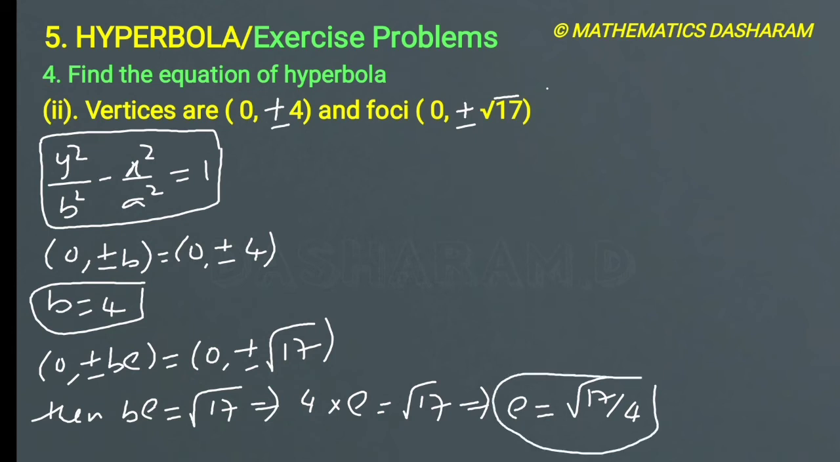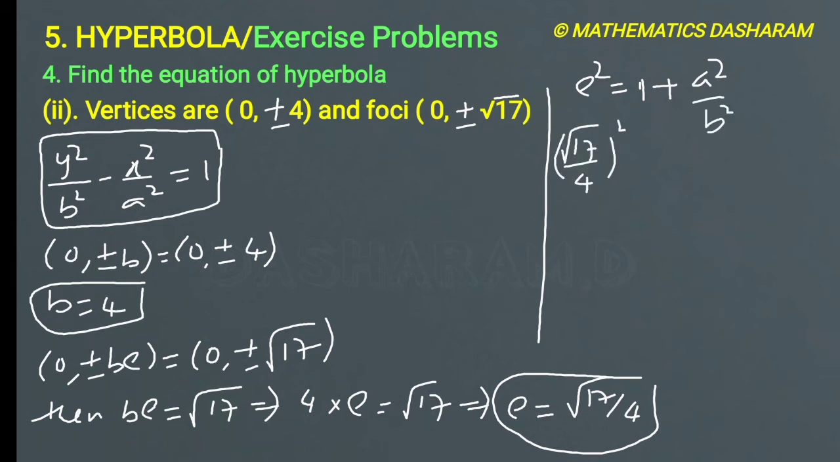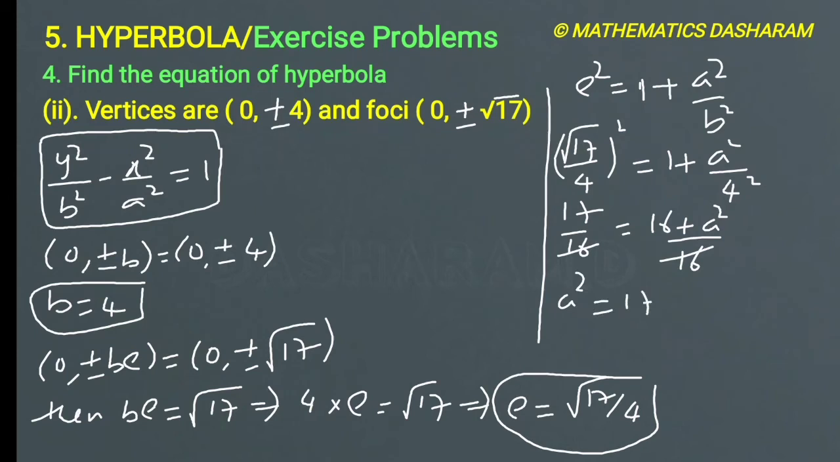Let us find the a value using the eccentricity formula, e squared equals 1 plus a square by b square. The e value is root 17 by 4, whole square, equals 1 plus a square over b square, with b square being 4 square. So 17 by 16 equals 16 plus a square divided by 16. Both 16s cancel. Then a square equals 17 minus 16, so a square equals 1. Then a equals 1.